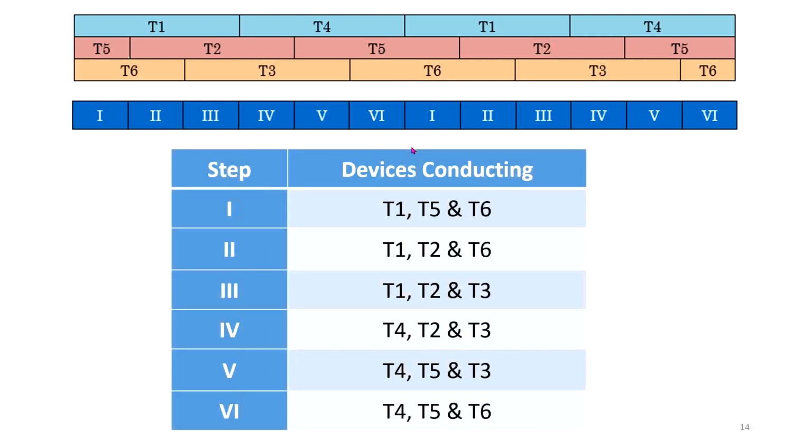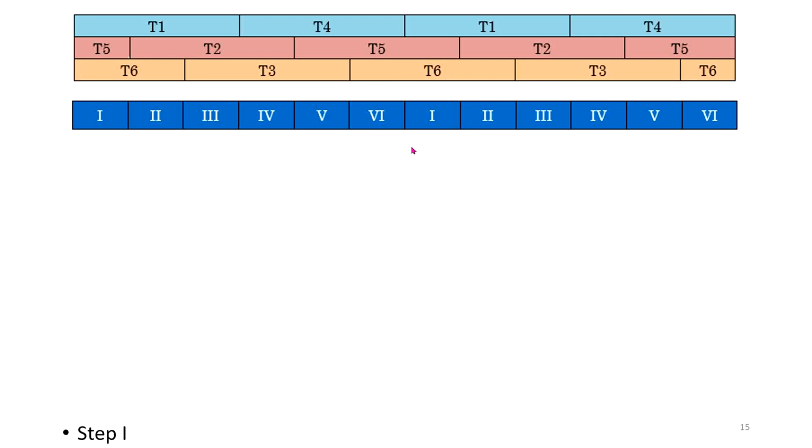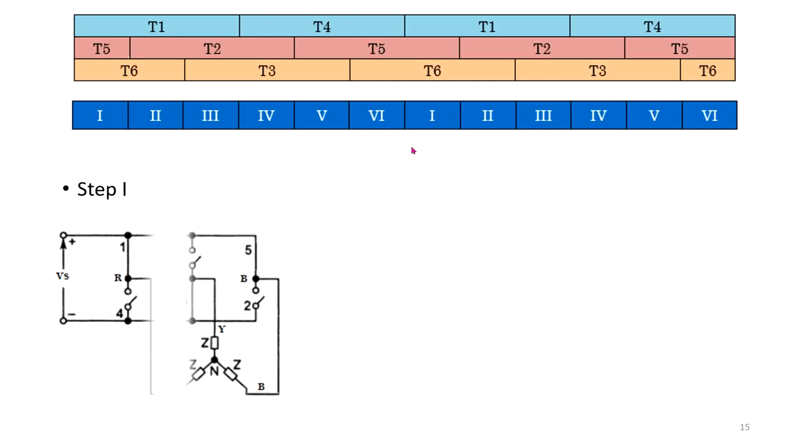Okay. Let's move a little bit further. The step 1. Here is the diagram. You need to be very careful. Look at the previous diagram. T1 is conducting and T6 is conducting and T5 is conducting. The diagram ultimately looks like this one.